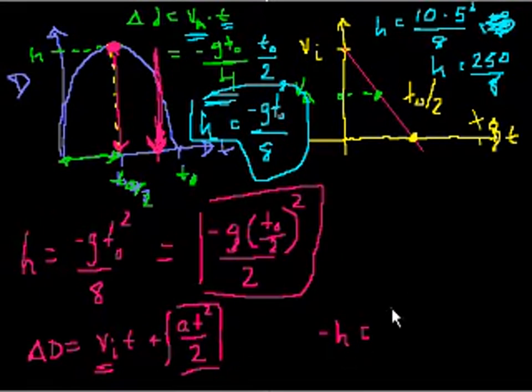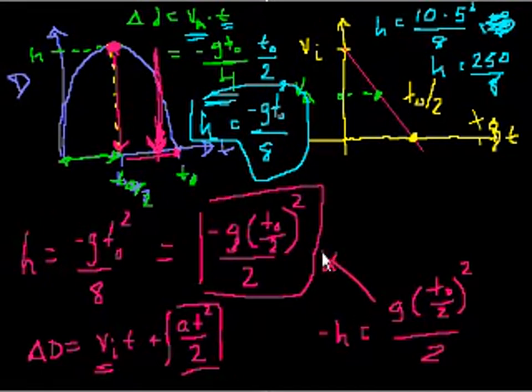And now a t squared over 2, well, that equals gravity times, what's the time? The time is not this full t naught, it's t naught over 2, right? So g (t naught over 2) squared over 2. You multiply both sides times -1 and you get this exact same thing.